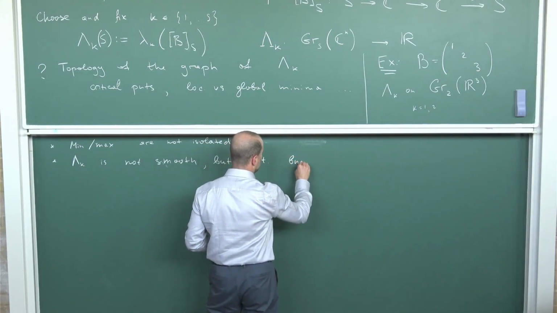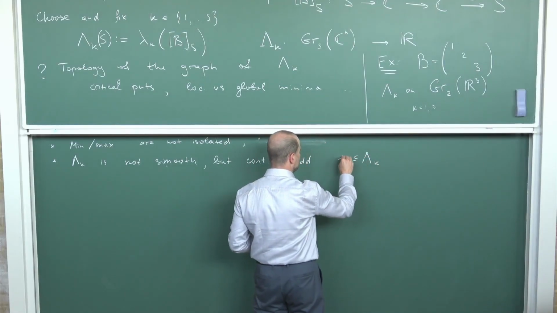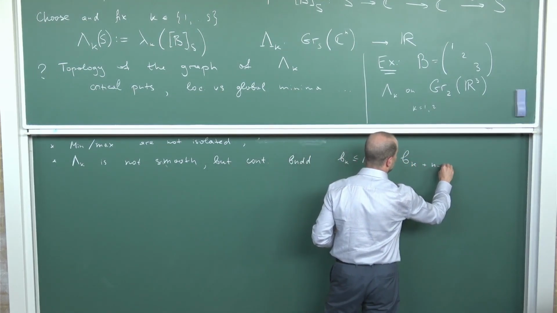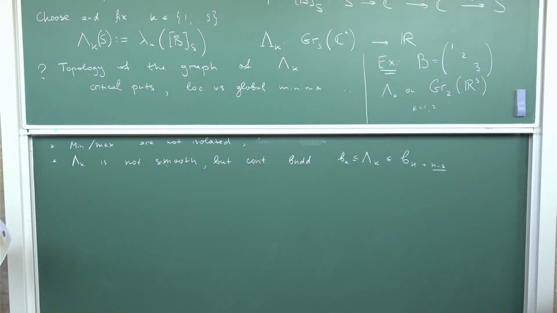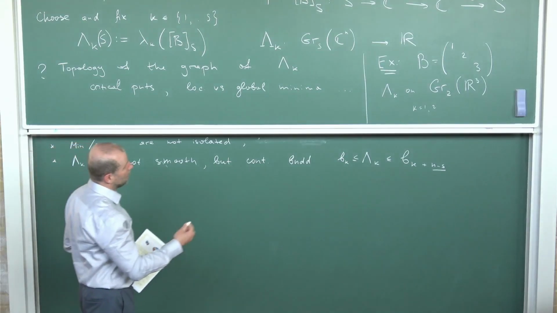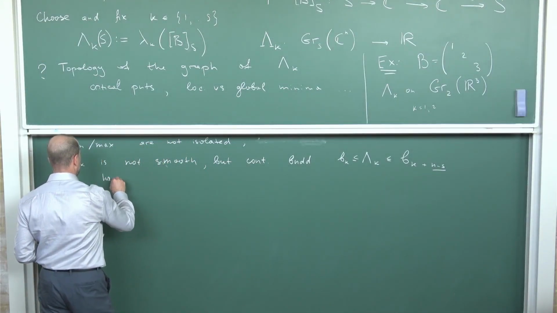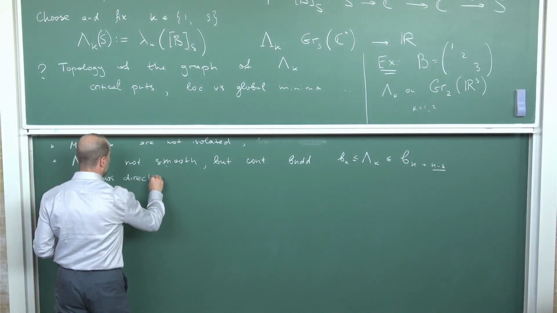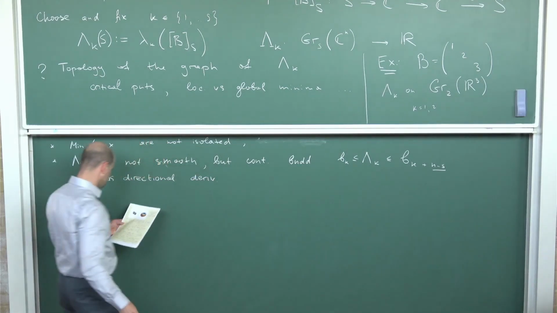Bounded. Just by Cauchy interlacing, each lambda k lies between b_k and b_{k+n-s}, where n-s is the rank of the perturbation that I did by restricting my matrix to a smaller subspace. It has directional derivatives, so not smooth. At each point in every direction, we can compute directional derivatives.